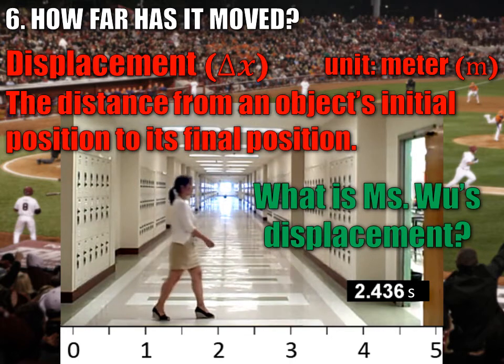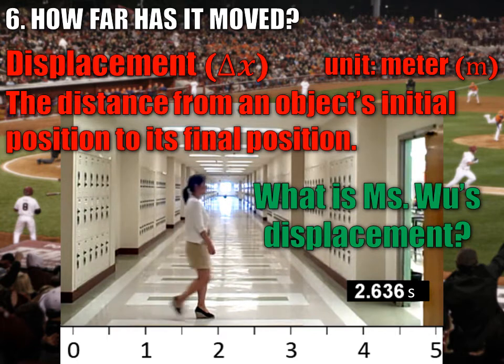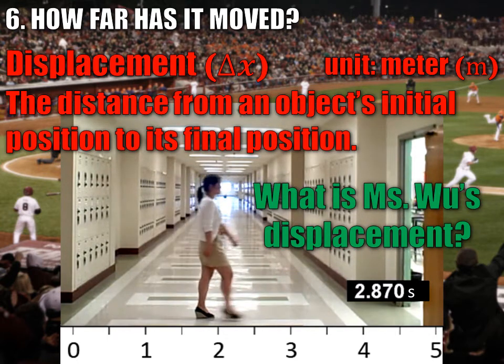Let's make sure you understand this definition. Displacement is the distance from an object's initial position to its final position. So in this video, that's a repeating of Miss Wu walking. What is her displacement?